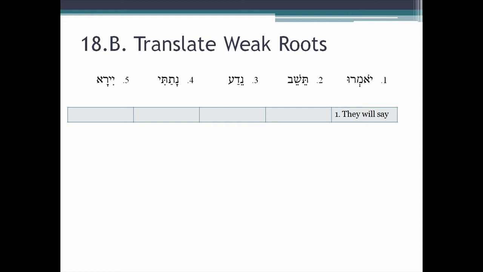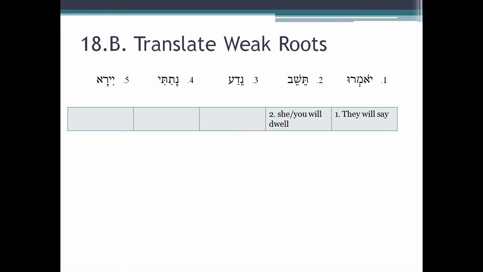And so we have a choice here with the single tav prefix and no ending. Could be either she or you will dwell, third singular or second singular. Number 3, neda. Is the noon here a prefix? Yes, it is. How do we know? Because it's the right consonant and it's accompanied by tsera. That means our lemma is first yod, which means the lemma here is yada.